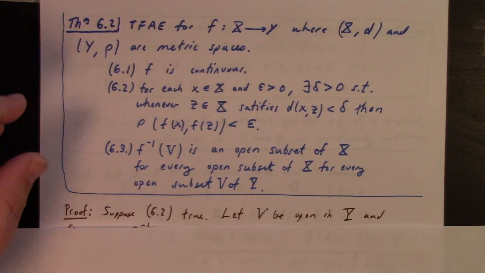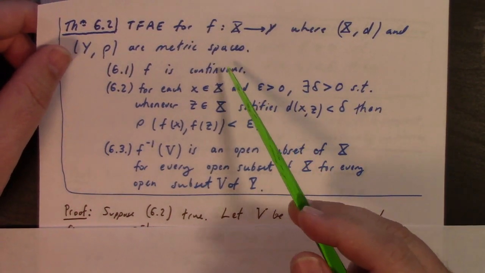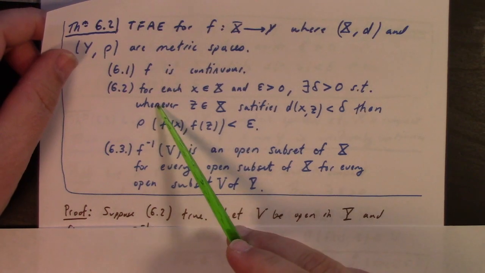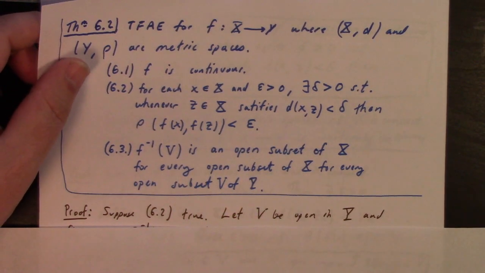All right. So let's see here. I think Theorem 6.1 already proves the equivalence of 6.1 and 6.2. So what we're going to do is suppose 6.2 is true and try to get 6.3.